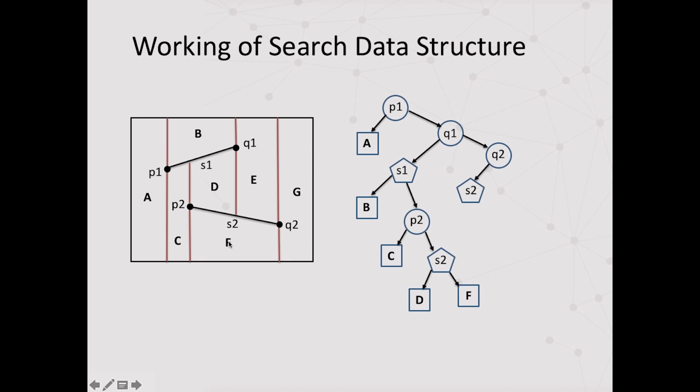Above S2 we are having E and below S2 we are having F. So we just keep a connection. Right side of Q2 we are having just the region G. So our data structure is complete right now. So any point is given, we can just go through this data structure till we reach a leaf node, and that will be the region to which the point belongs to.